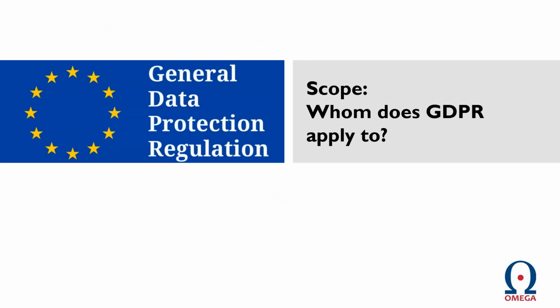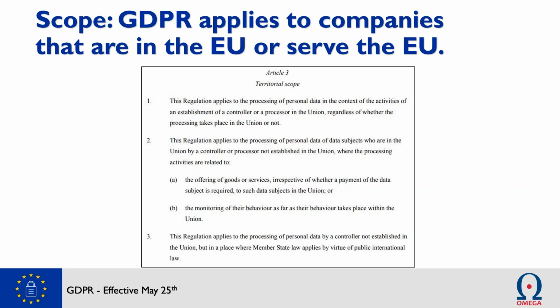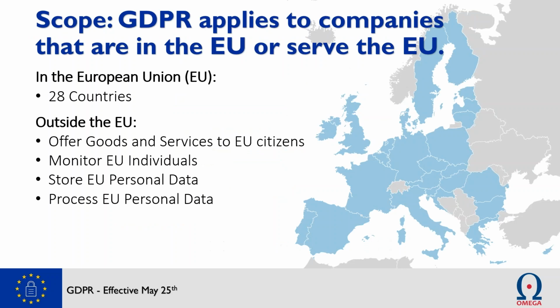So who does GDPR apply to? Article 3 establishes what the territorial scope is for GDPR, and the quick overview is that it covers, of course, any company that is in the European Union itself, and any company outside the European Union that offers goods or services to European citizens, monitors European individuals, and that might include your law enforcement companies, any company that stores or processes European data.